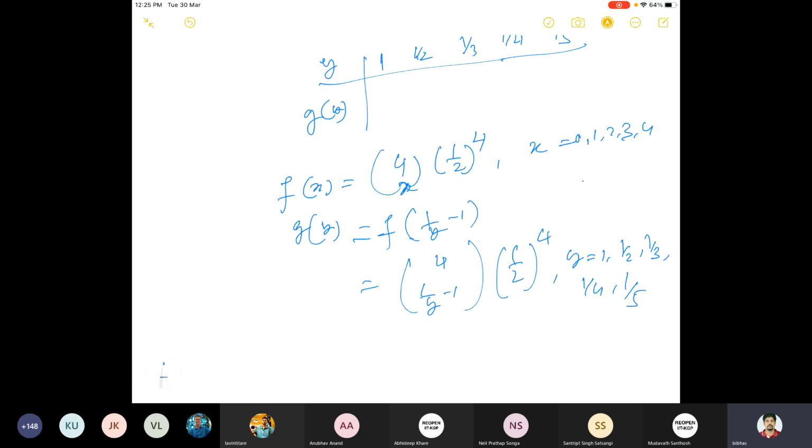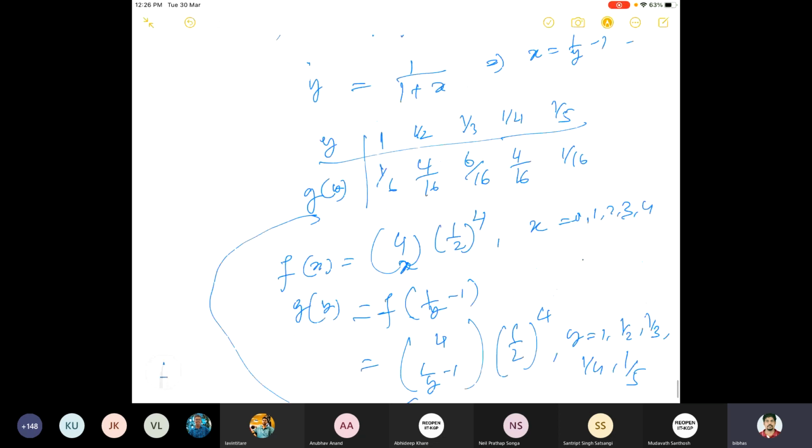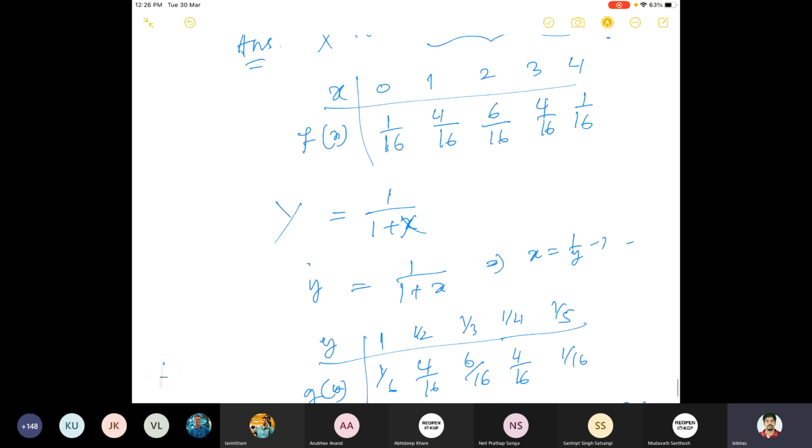So then accordingly you can put the value of y and then find out that g(y) would be nothing but 1/16, 4/16, 6/16, 4/16, and 1/16. So this is the case. Now you see here this x and y, this PDF, that does not change. It is the same PDF.